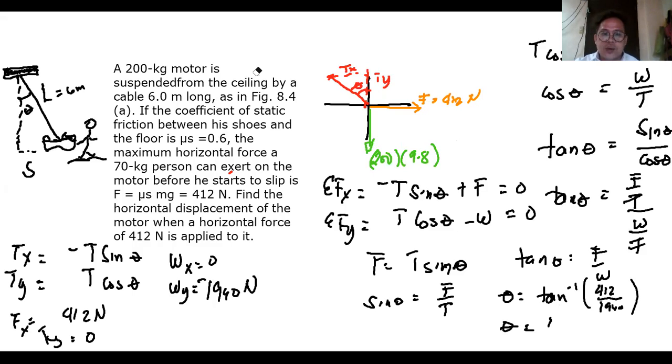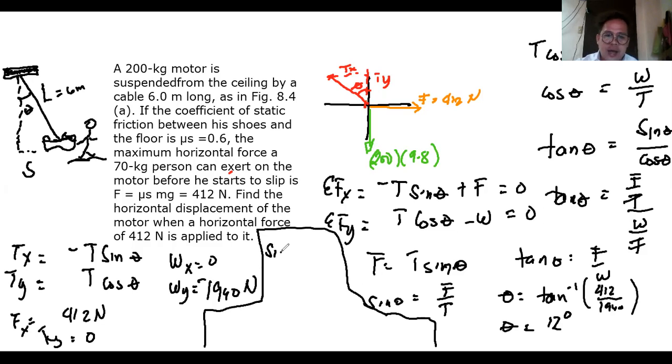So the answer is 12 degrees. So the angle from the ceiling, from the original position of the motor, which lies on the vertical axis, is 12 degrees. So we can now solve for the S. So the equation can be solved by this formula.